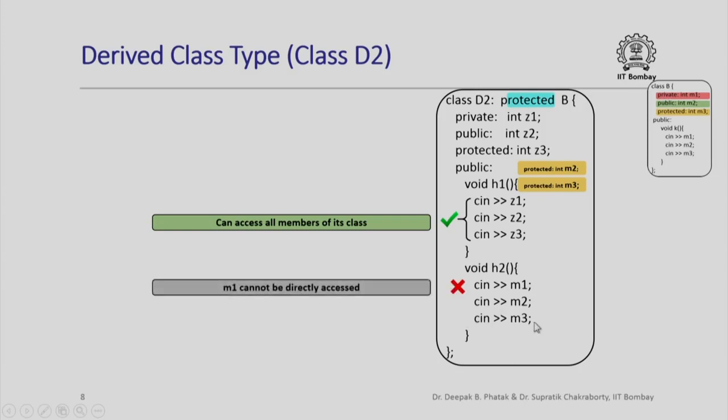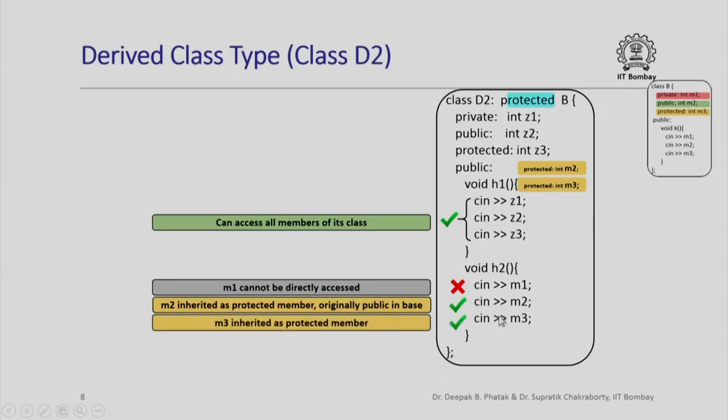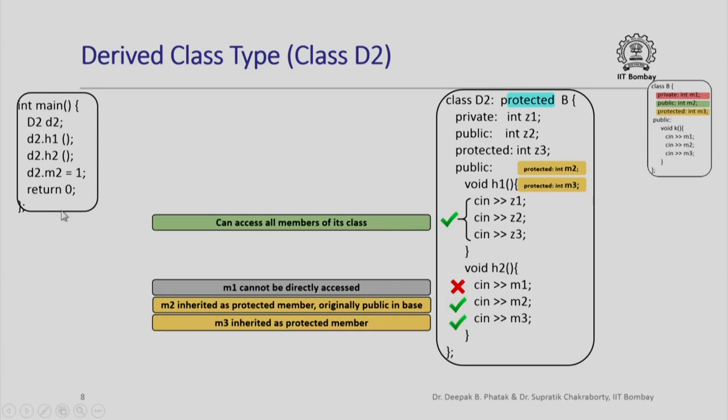What about M2 and M3? M2 and M3 are indeed accessible within the derived class D2 as protected data members, so these two statements will not have a problem. So the compiler will report an error here but not report any error for these two statements. Once again, this is the main program where I have declared an object small d2 of class capital D2, and then I have tried to invoke these two public member functions of the class capital D2, and I have also tried to access a data member of the class D2 directly over here. So let us see what will happen when I try to compile it.